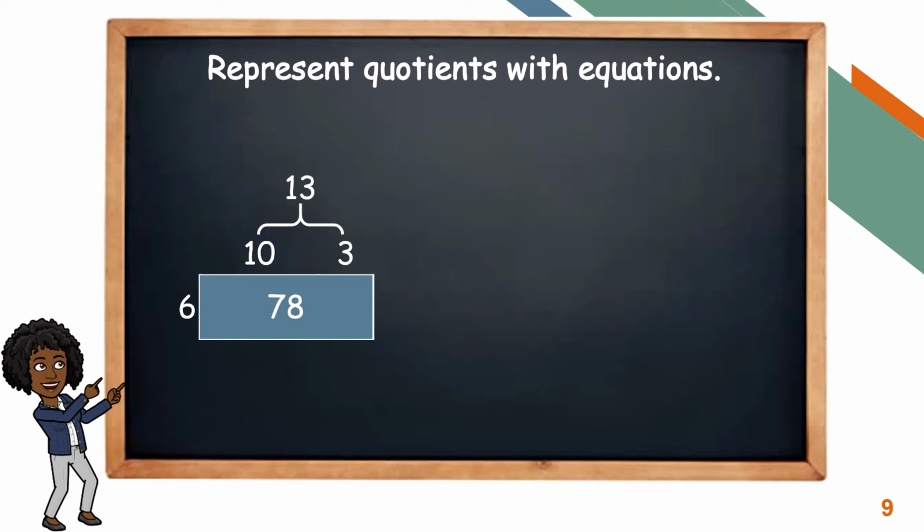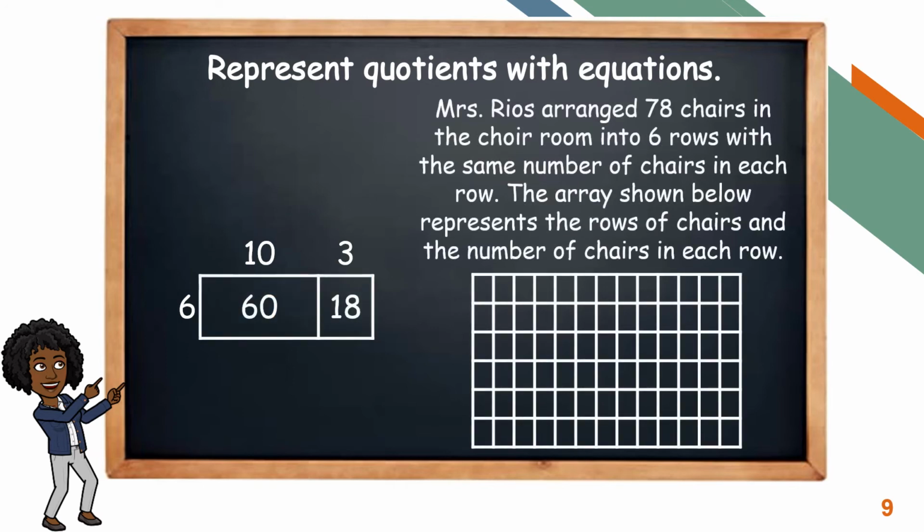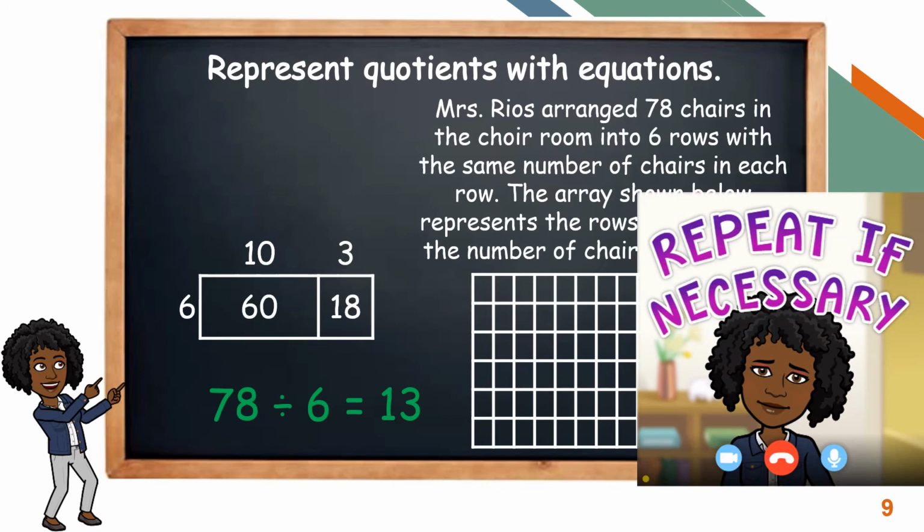the rectangle. In the next model, we can see the word problem that goes with it. Mrs. Rios arranged 78 chairs in the choir room into 6 rows with the same number of chairs in each row. The array shown below represents the rows of chairs and the number of chairs in each row. Looking at the array, we can see the 78 total chairs. We can also see the 6 rows. So both of these models represent the equation 78 divided by 6 equals 13. If there's anything about this content that you need to review so far, repeat this section of the video now.